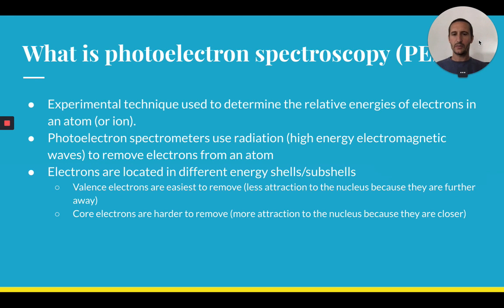Photoelectron spectrometers use radiation, in other words, high-energy electromagnetic waves, or high-energy light, including ultraviolet light and X-rays, to remove electrons from an atom. These electrons, remember, are located in different energy shells or subshells. The valence electrons are the ones that are easiest to remove because they are experiencing less attraction since they are farther from the nucleus. The core electrons are harder to remove. They experience more attraction because they are closer to the nucleus.